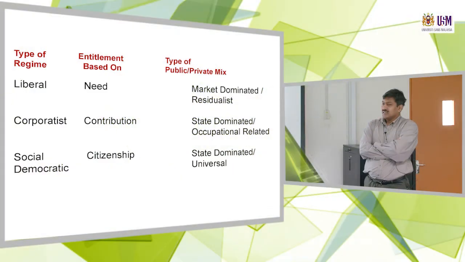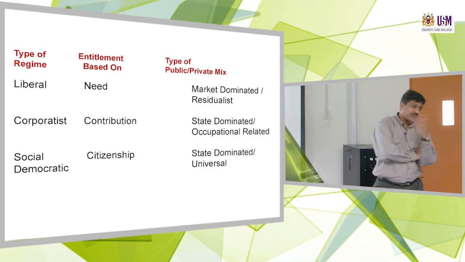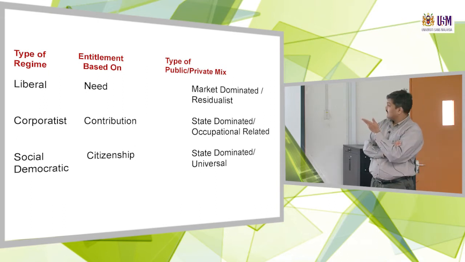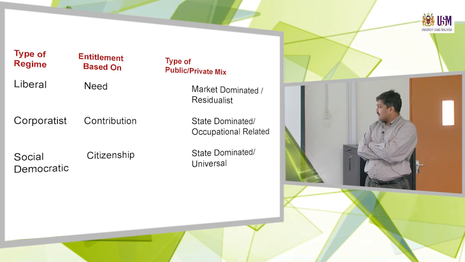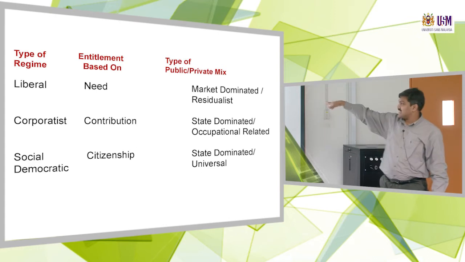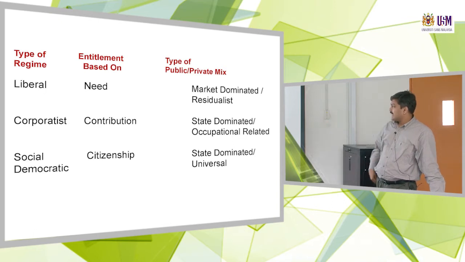There is this index. You can also further understand, for example, that in a liberal welfare state or liberal ideology, the basic need is the entitlement that you are based on. It's market dominated, residualist, as we discussed. In corporatist or conservative regimes, it's the contribution that you make and you get the benefits, based on industrial performance and achievement. It's state dominated, but still occupational related. Social democratic is based on the concept of citizenship rights, human rights. It's still state dominated but universal. You see the state is everywhere except in the liberal regime. The liberal is market dominated, whereas social democratic and corporatist are state dominated.